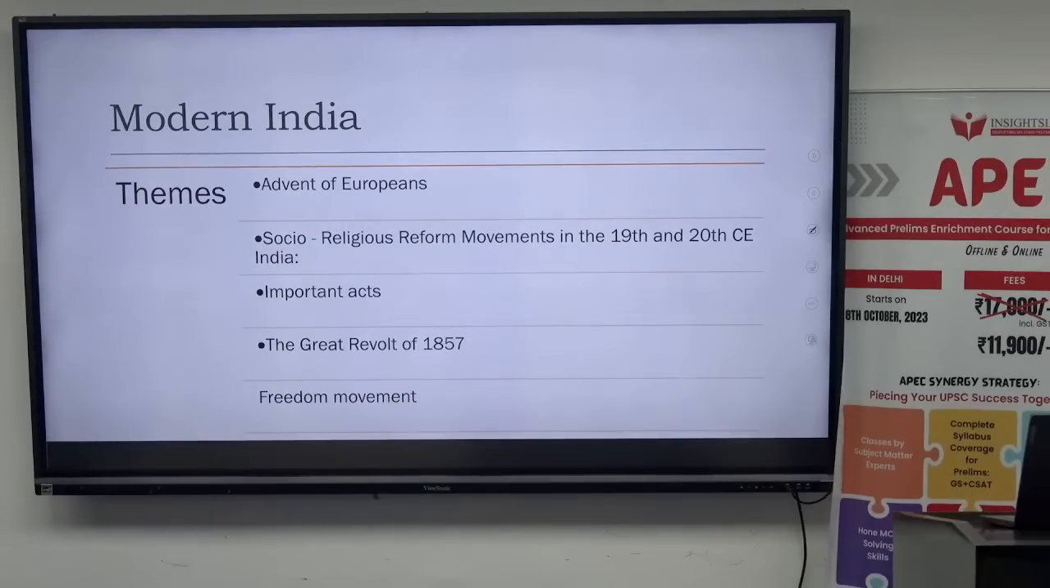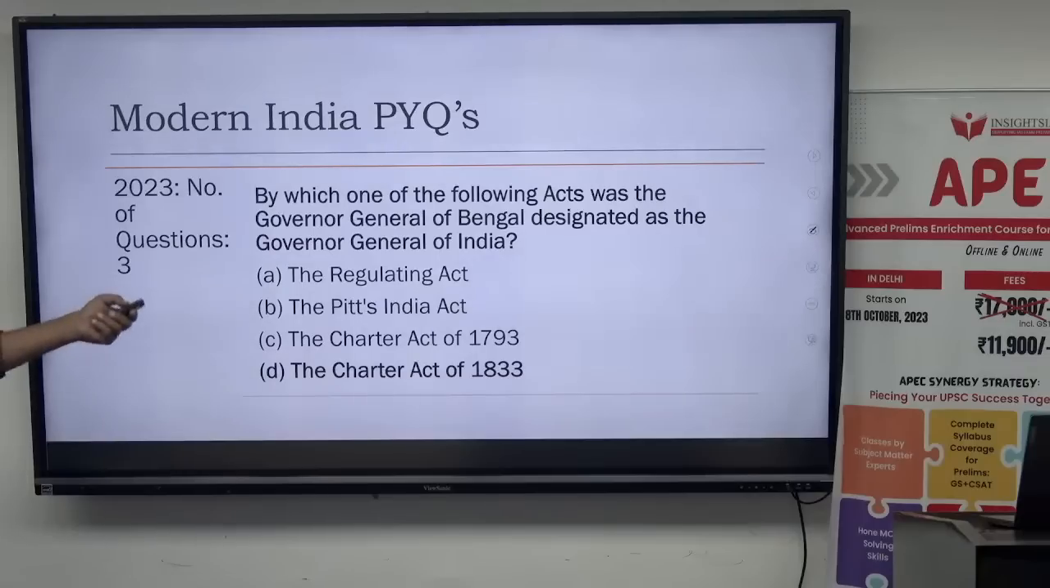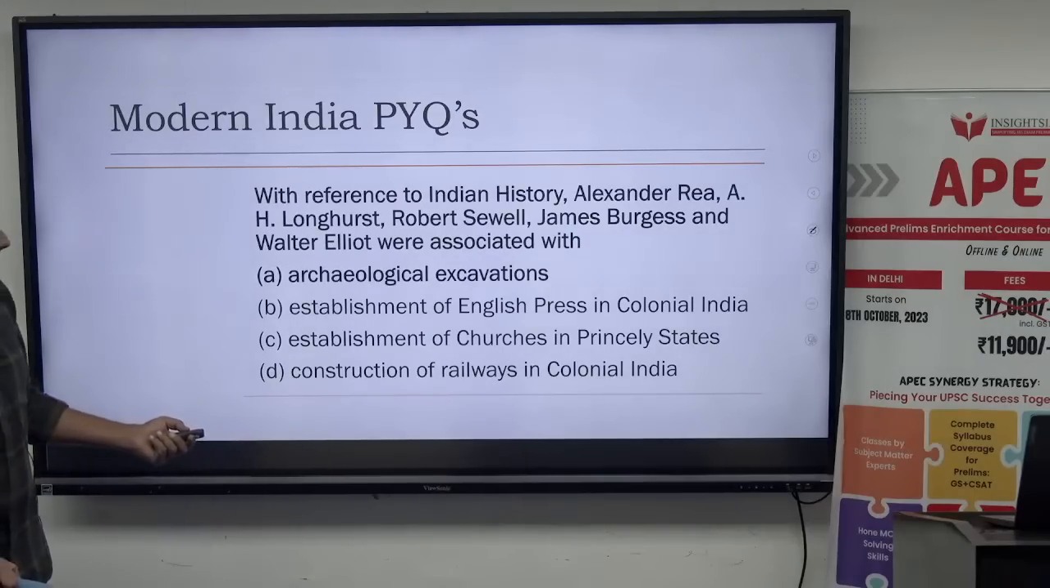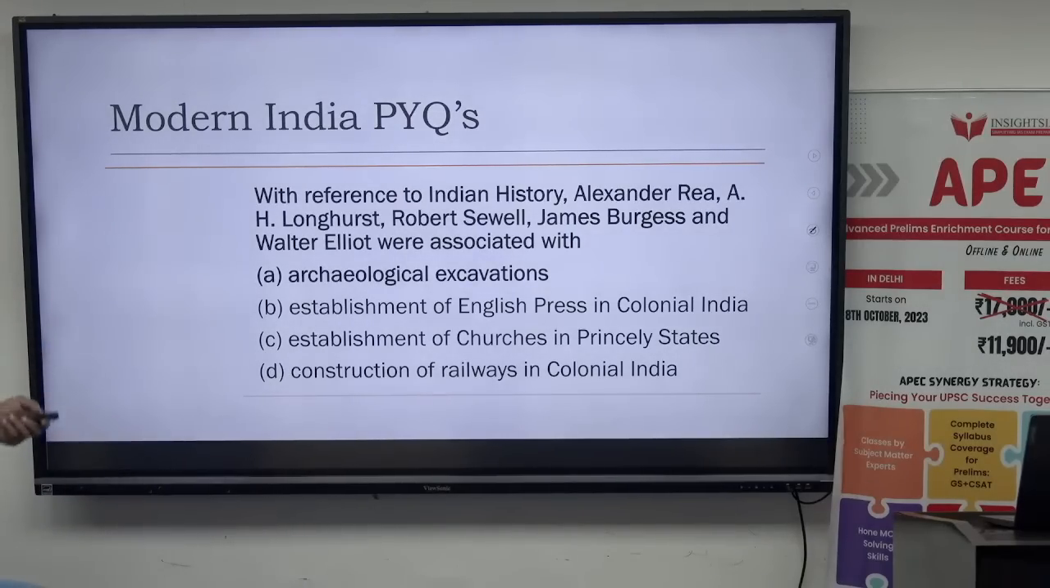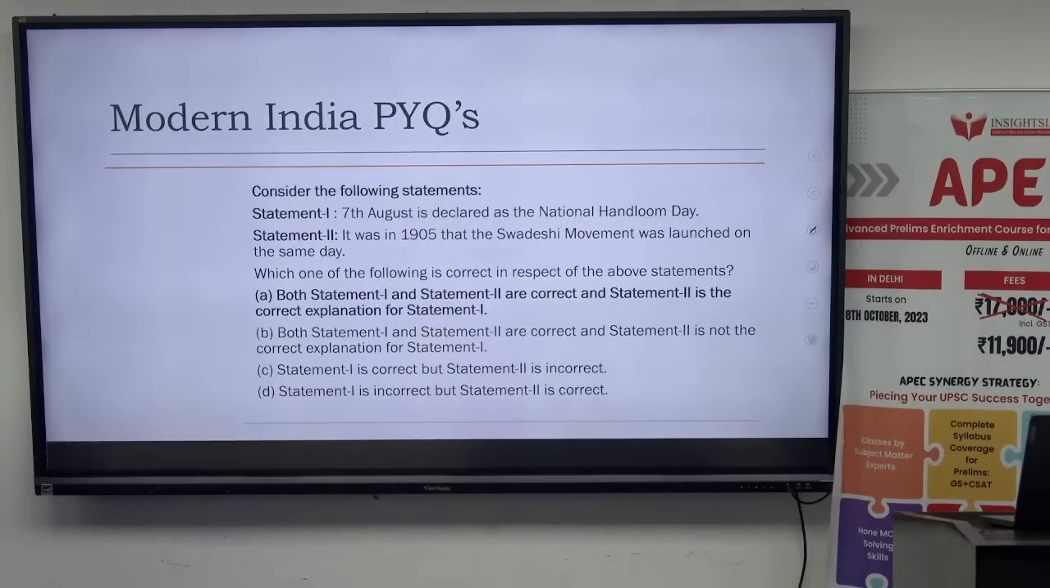The advent of European social religious reform, I think even these areas have changed, because look at it, they are asking a question from Act now, which in a way you can put as polity also, in a way you can put as modern India also. Fine, they have asked about archaeological excavations, National Handloom Day, Swadeshi movement.